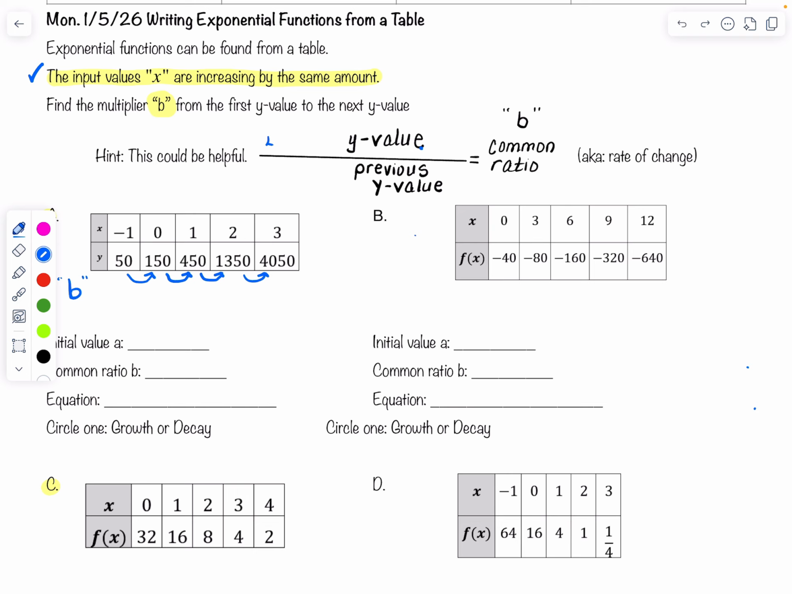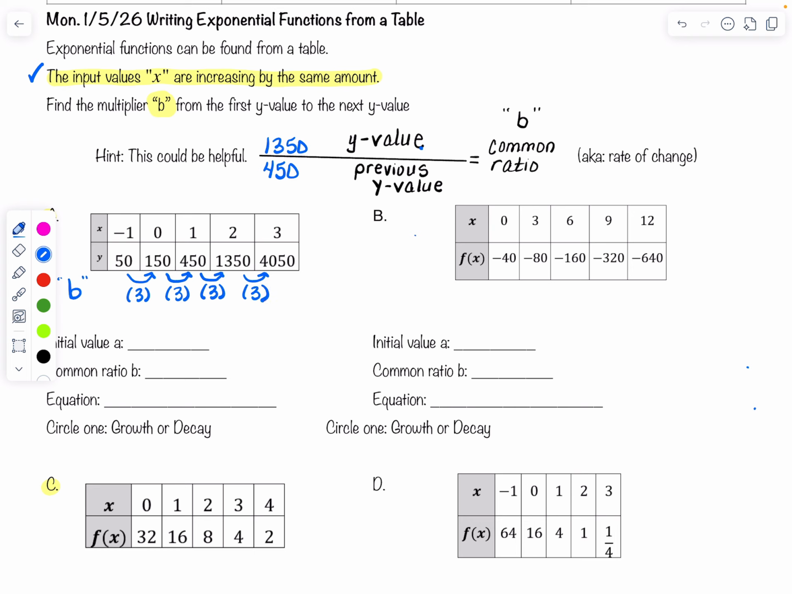If I wanted to do 1,350 divided by the previous one is 450. That also gives me 3. So every time we are doing that, multiplying by 3. So the multiplier or the common ratio is 3.